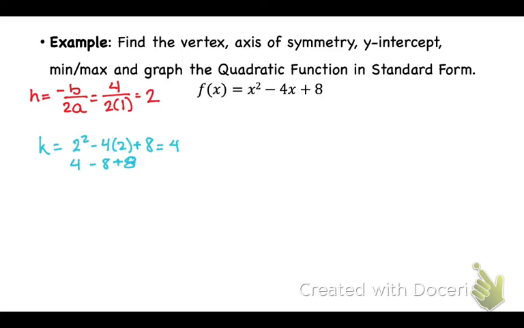So my vertex is 2, 4. Is my graph opening up or down? Up. How do we know it's going up? It's a positive A, right? Axis of symmetry.